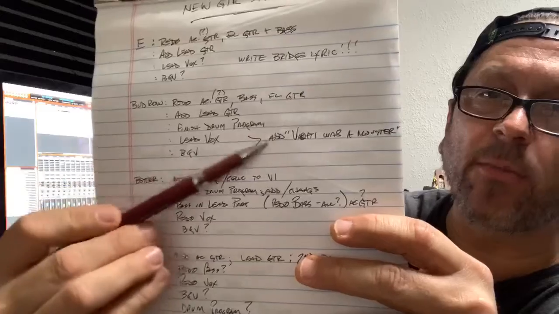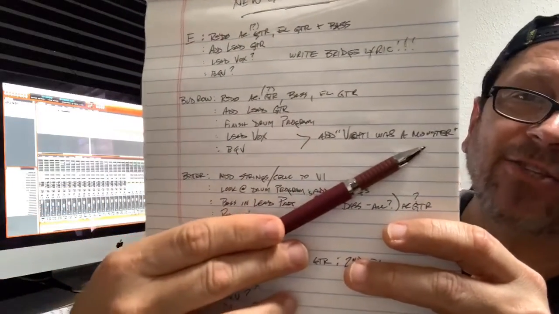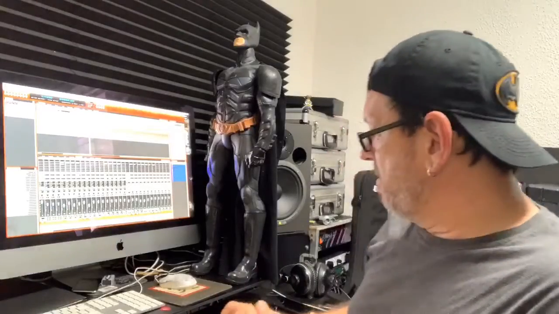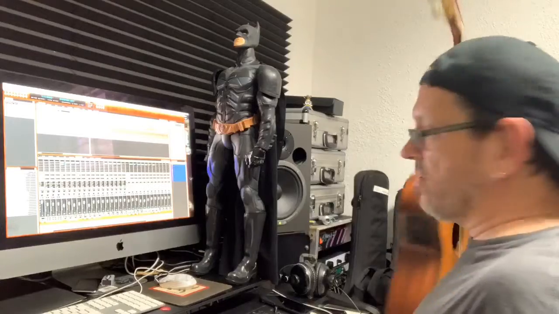Now there's this little place right here that says add Vashti was a monster, and that's because I basically wrote this song around a song that I used to sing to my oldest daughter when she was a kid, and I used to sing Vashti was a monster, she lived in a dark cave, and Bud Row on the move, look out, Bud Row's coming, Bud Row on the move. I mean, it's basically about the same song.